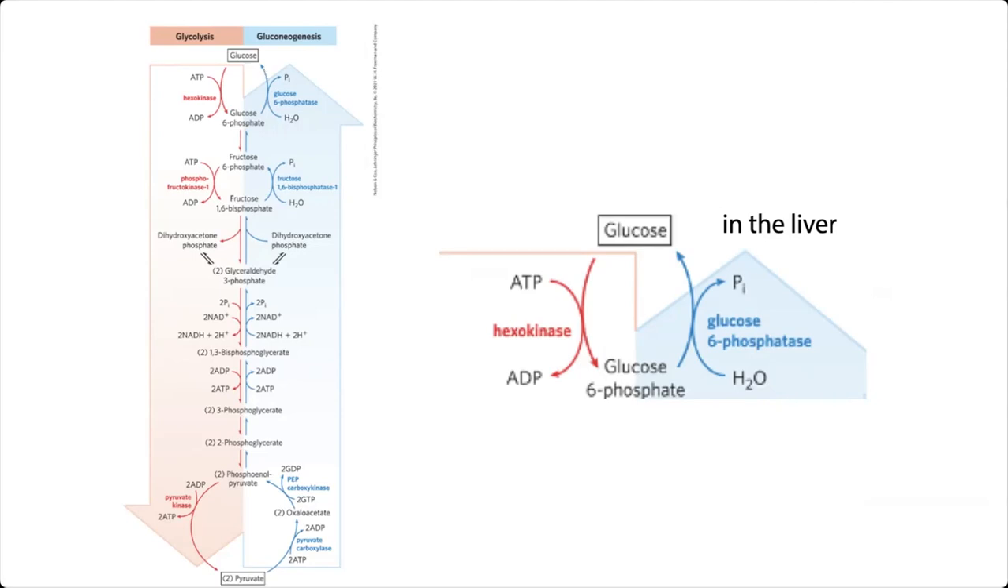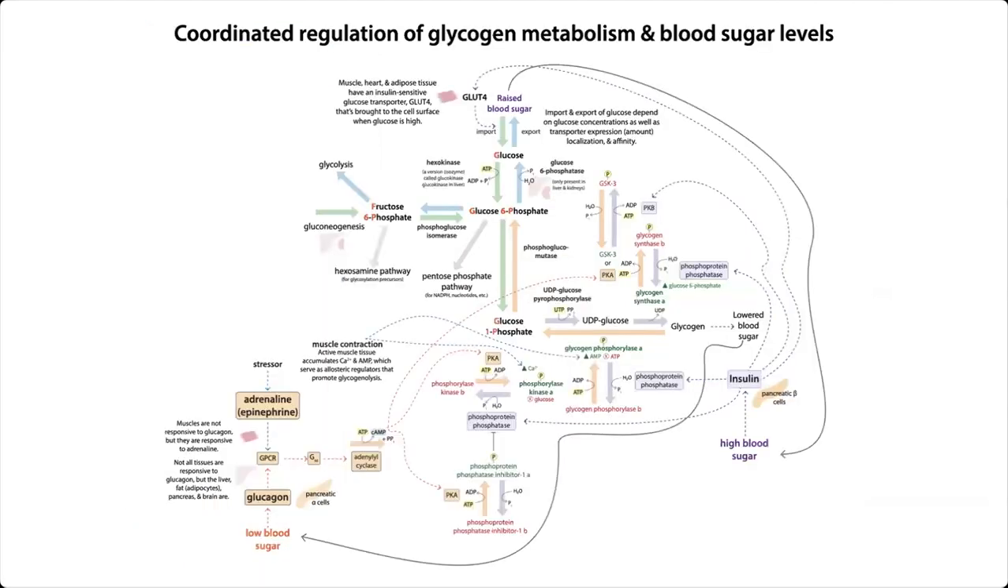Not all of your cells, however, are able to do this. This glucose 6-phosphatase is only going to be found in your liver and kidneys. So only your liver and your kidneys are actually able to free up that glucose to leave the cells. So remember, the phosphorylation of the glucose was trapping it in the cells.